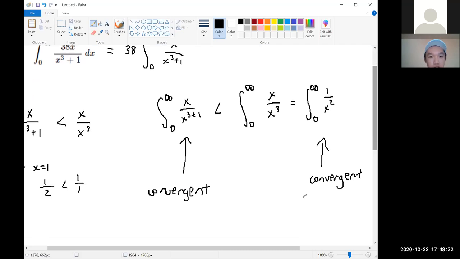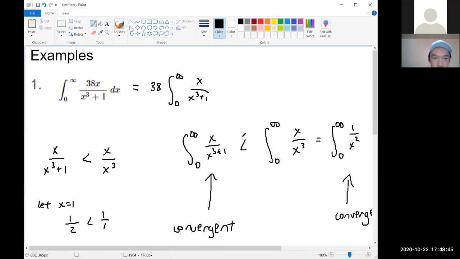So that's really how the comparison test works. Yosef, to answer your question, why we chose x over x to the third, it's because that's 1 over x squared, and we know whether 1 over x squared converges or diverges. That's why we chose that one. Okay, so that's the first example. The answer is convergent.